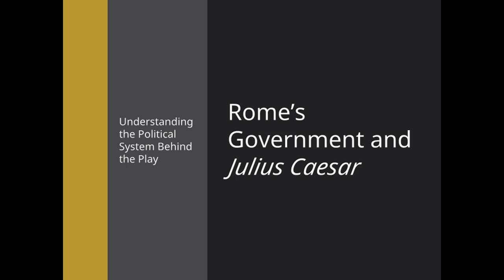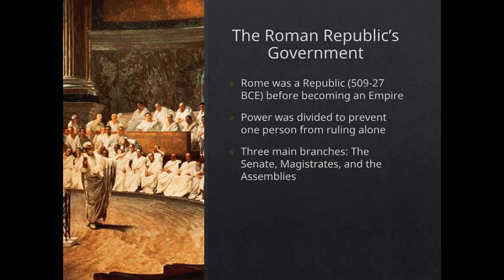The Republic was designed to prevent one person from having too much power, which explains why so many senators opposed Caesar's rise. Before Rome became an empire, it was a republic from 509 BCE to 27 BCE. This meant it was ruled by elected officials rather than a king. Power was divided among three main branches to prevent any one individual from ruling alone: the Senate, the magistrates, and the assemblies. This division of power is key to understanding why the Senate feared Julius Caesar's growing influence.